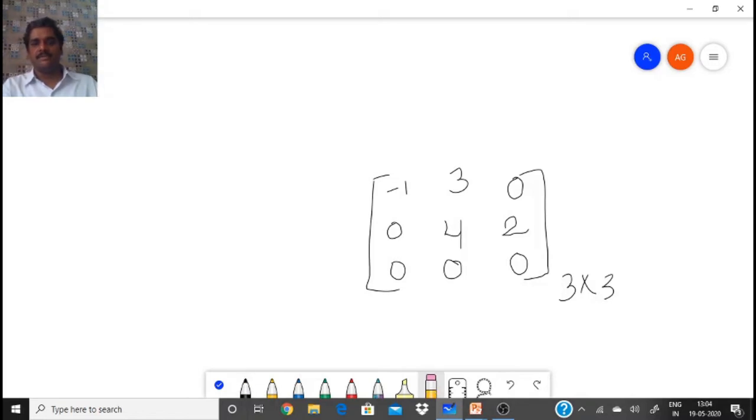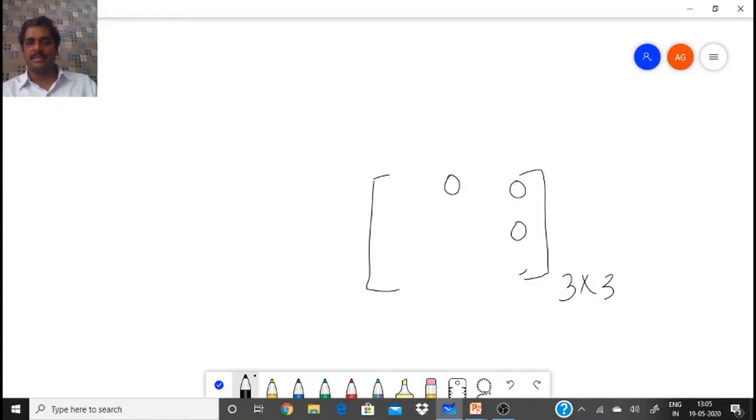The next example which we want is lower triangular. For lower triangular, elements above the diagonal have to be 0. So let's set elements above the diagonal to 0. So these 3 elements have to be 0. And what about the rest of the places? Rest of the places you can fill anything.